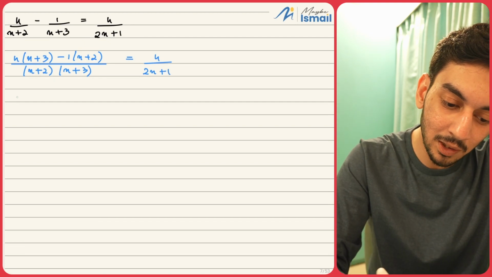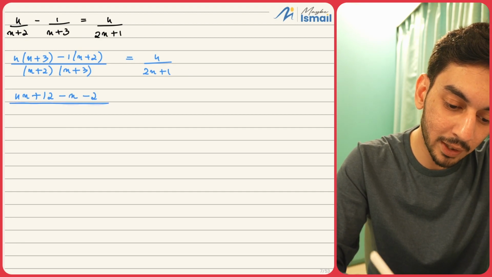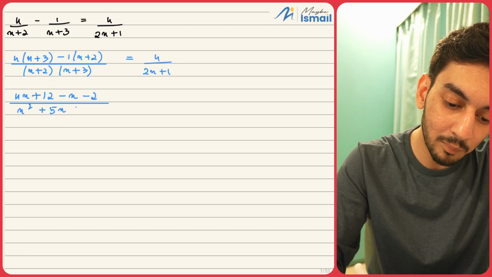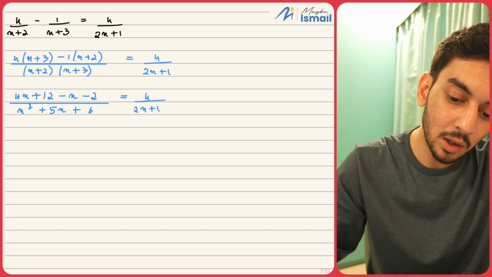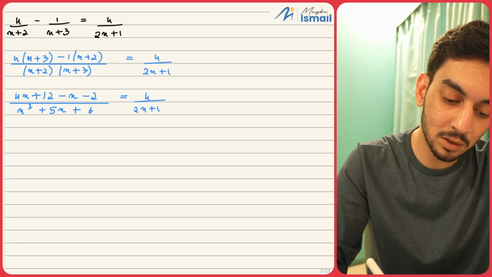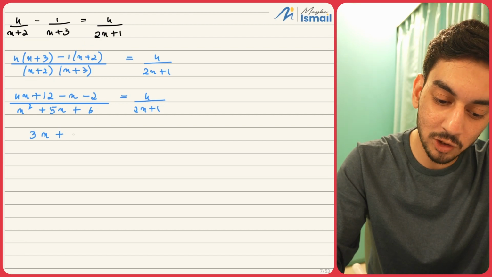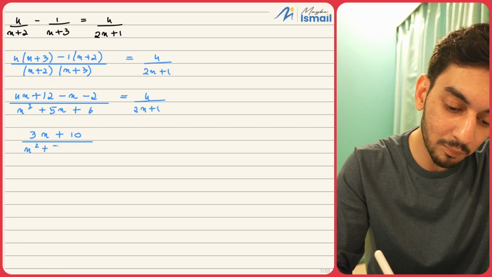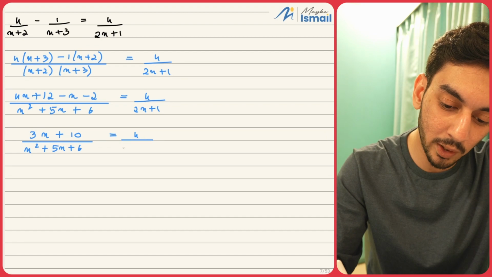Okay, let's simplify this thing. So it becomes 4x plus 12 minus x minus 2. In the denominator, when I open up the brackets, I get x square plus 2x plus 3x, basically plus 5x, plus 6, is equal to 4 upon 2x plus 1. In the numerator, I can say 4x minus x would be 3x, plus 12 minus 2 is a 10, and the denominator remains how it is, which is x square plus 5x plus 6, and that is equal to 4 upon 2x plus 1.